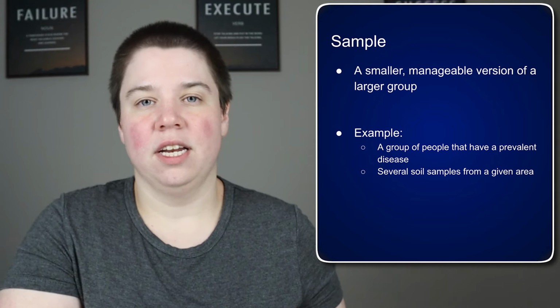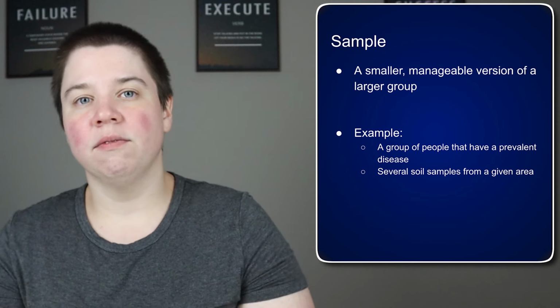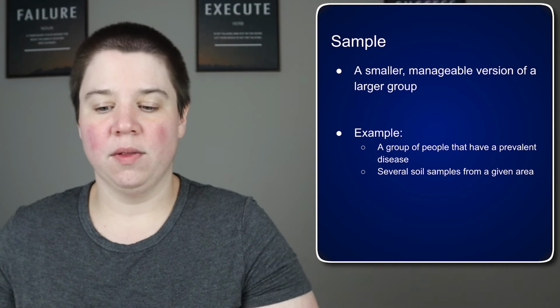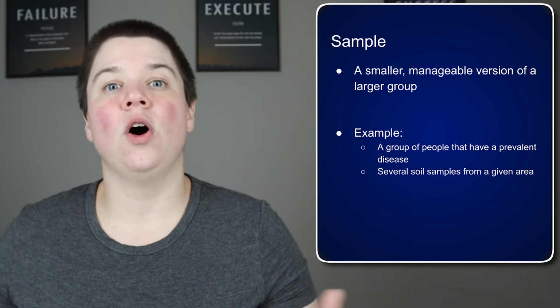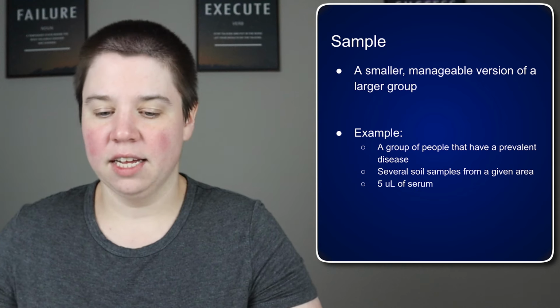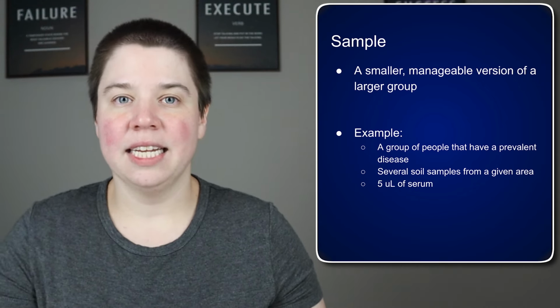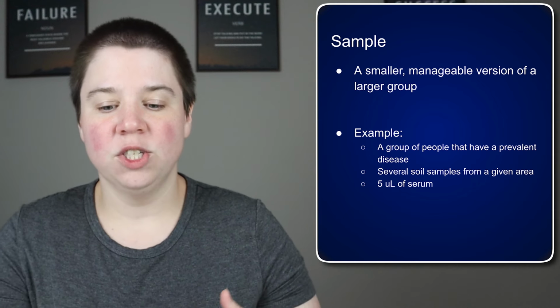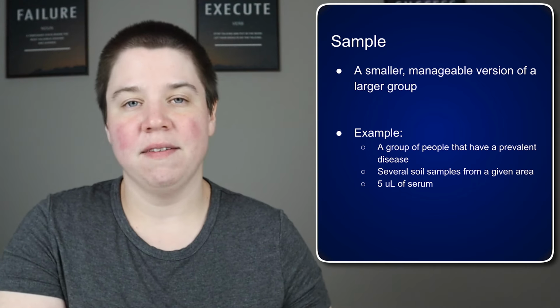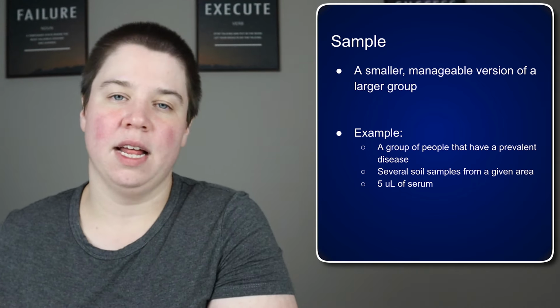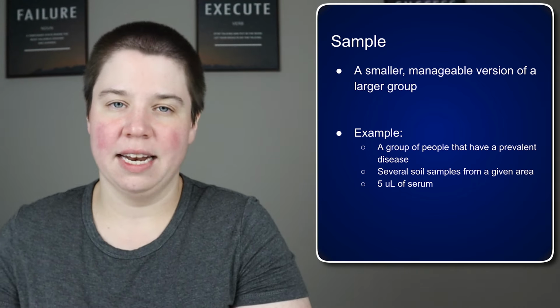If you are studying soil samples, you would choose several soil samples from around a given area instead of collecting all the soil from that area. And if you were analyzing blood, instead of draining all the blood from an individual, you can just collect something like 5 microliters of serum and run your analysis on that instead. You're not measuring all of the molecules within the body, you're taking a representative sample of that population.